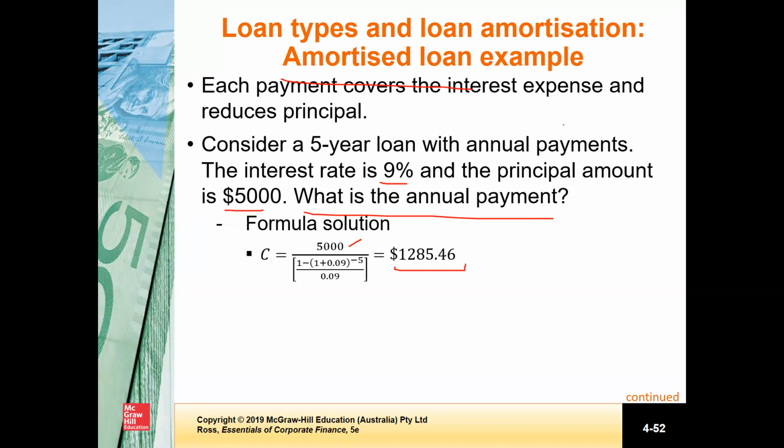So this is essentially the end of this video where we have discussed different types of loan, like pure discount loans, interest-only loans, and amortized loans, and we have seen examples of how these loans are repaid.